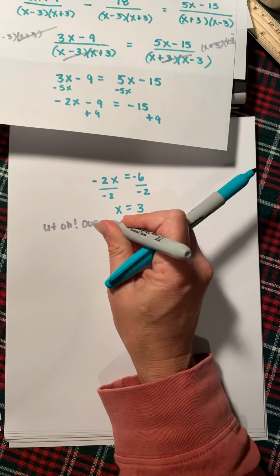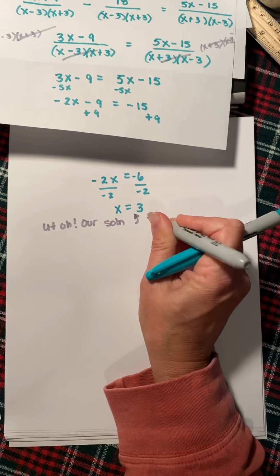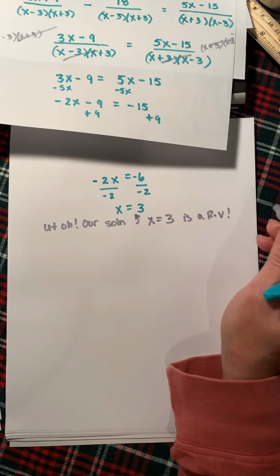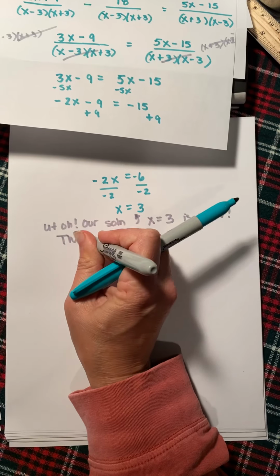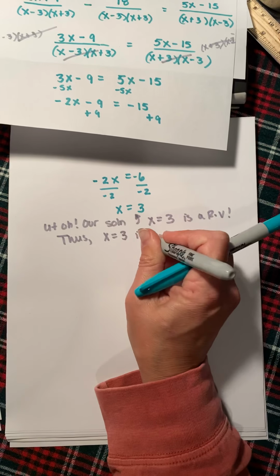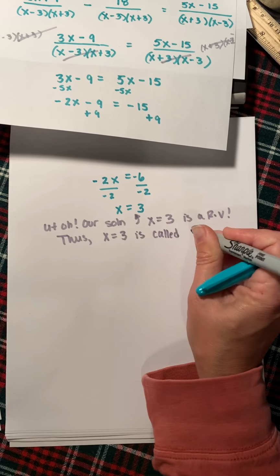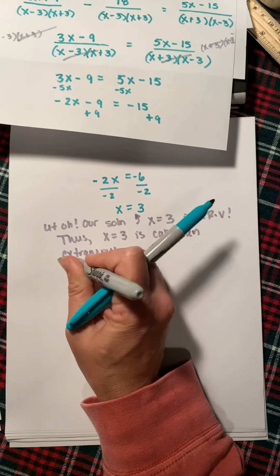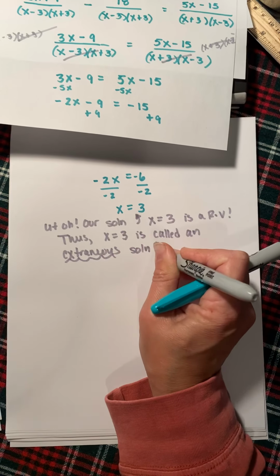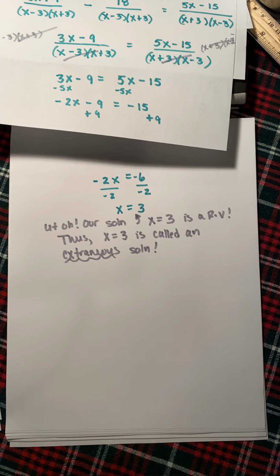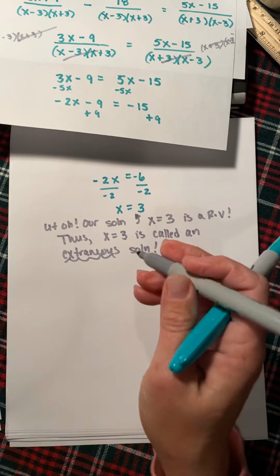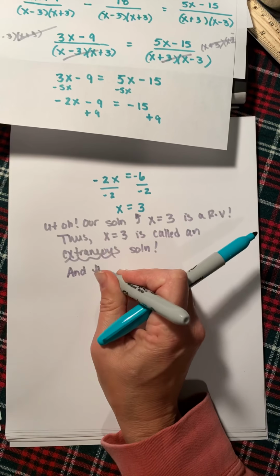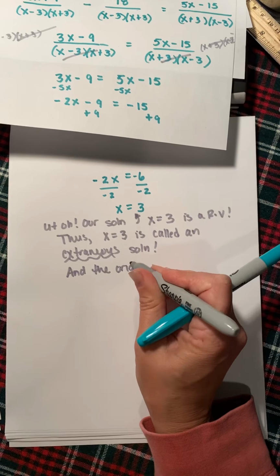So our solution, x equals 3, is a restricted value. What does that mean? Thus, x equals 3 is called extraneous, extra. Remember, we came across those in chapter 7 with radical equations. Seeing this was our only option, the original problem has no solution.